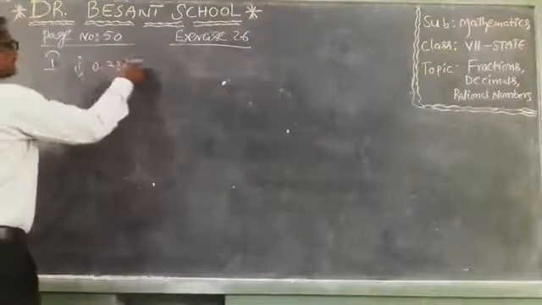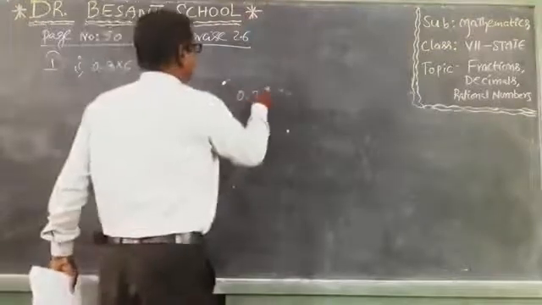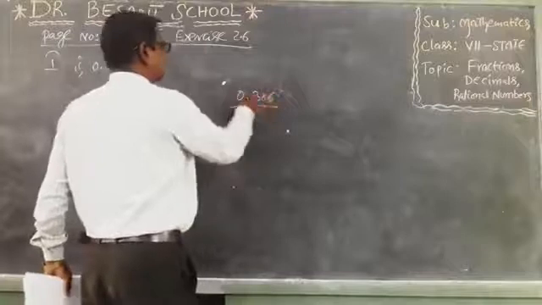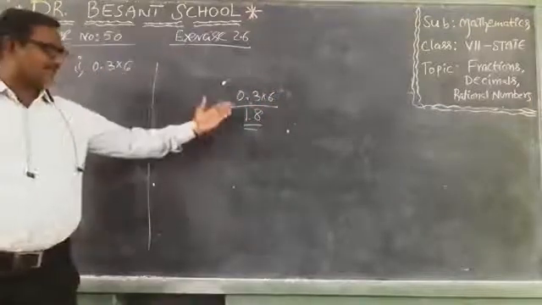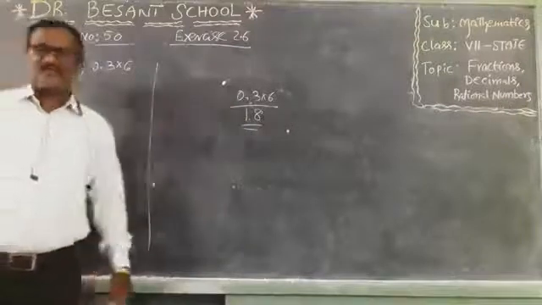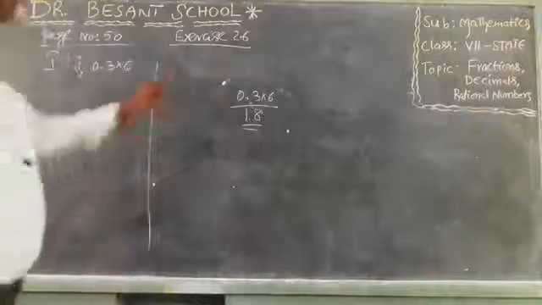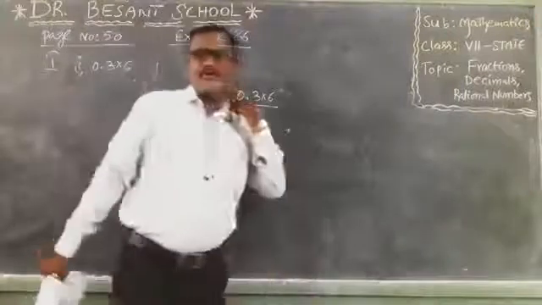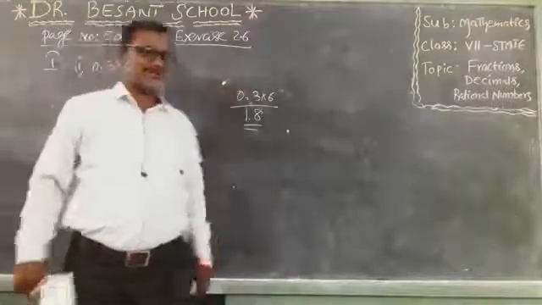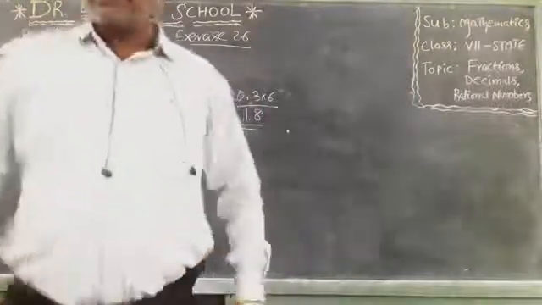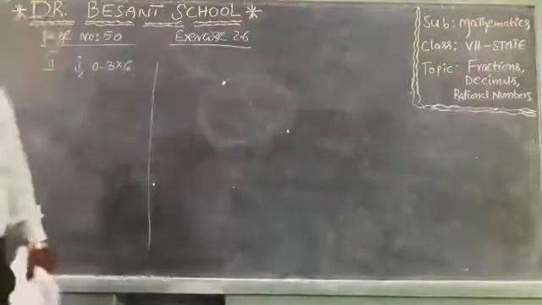0.3 into 6. Don't multiply directly like this. 6 3s are 18. After one digit there is a point. Answer is 1.8. In very little time we can simplify in this manner. But especially in this exercise we are not supposed to do the normal multiplications. There is a systematic process. You have to approach that systematic process to solve the problems in this Roman or in this exercise.